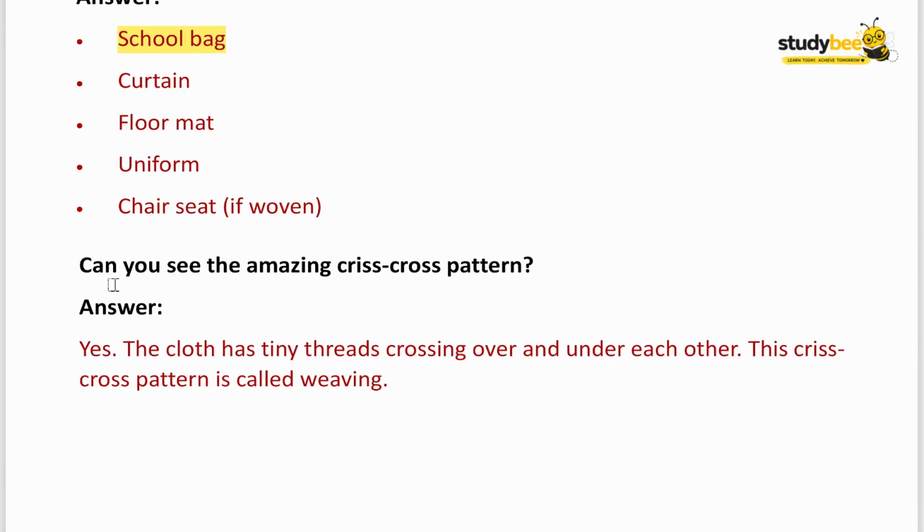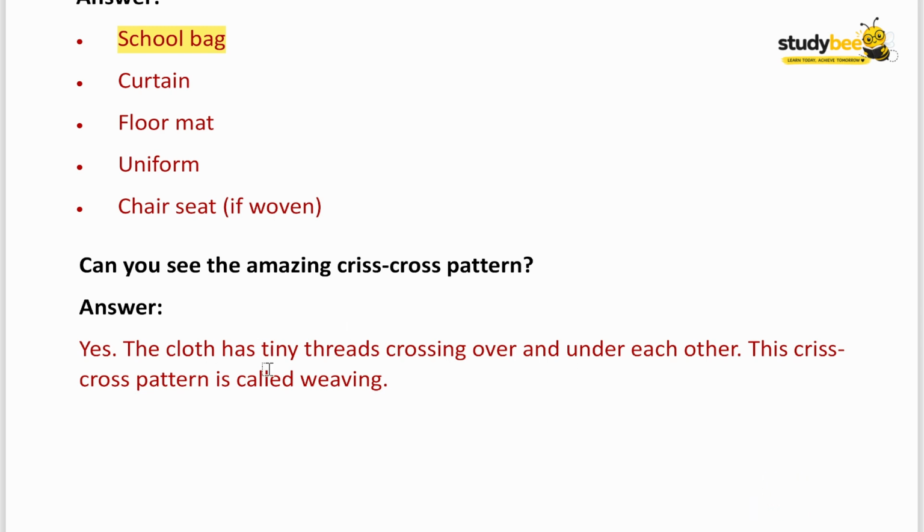Next, can you see the amazing crisscross pattern? You can take any piece of cloth and observe it under a magnifying glass, or you can zoom the camera of your phone and observe it. You can see the threads are arranged in a crisscross pattern. ठीक है? The threads are crossing over and under each other, and this is called a crisscross pattern. And this is how weaving is done.